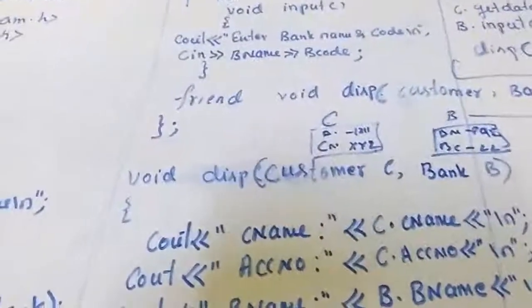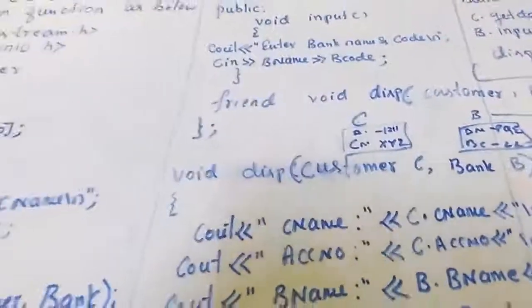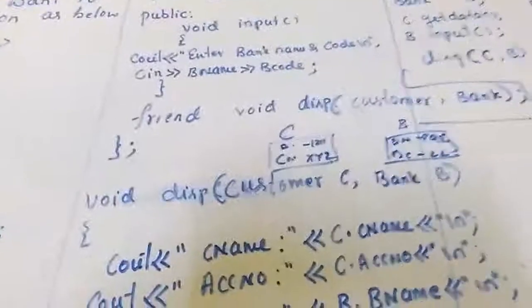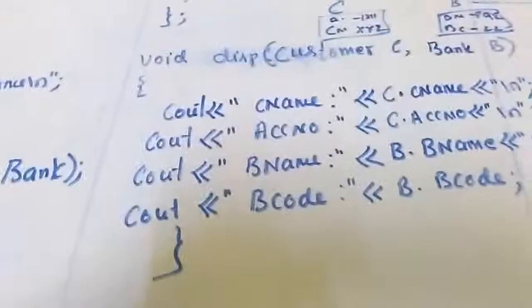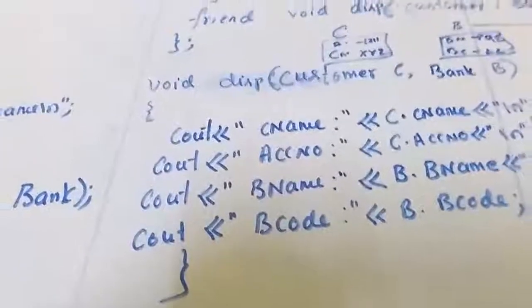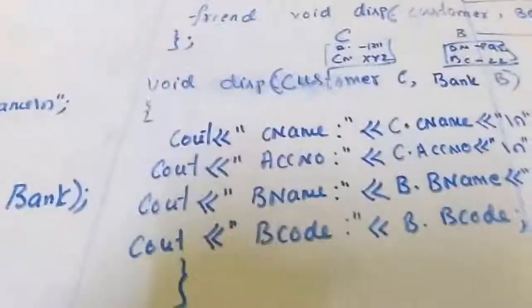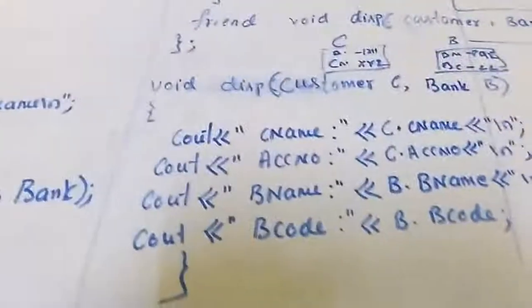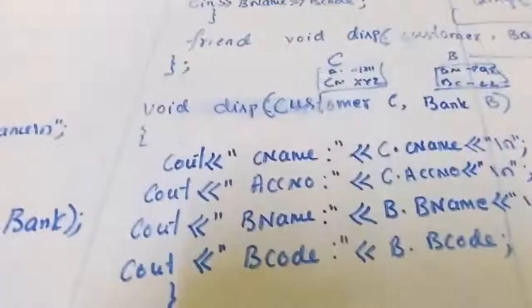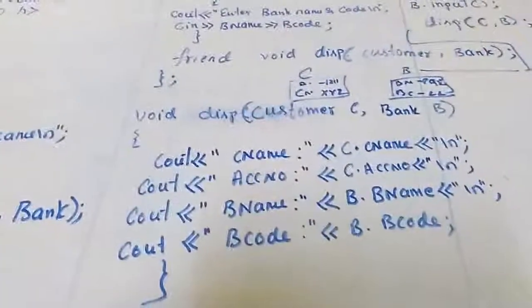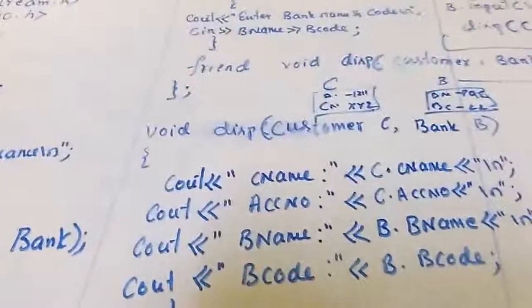That is a common function. It is not a member of any of these classes. It is a separate function, so it is a non-member function. According to the rules, a non-member function cannot access the private data. But in C++, there is a possibility we can give rights to a non-member function to access private data, but not directly. It has some rules.